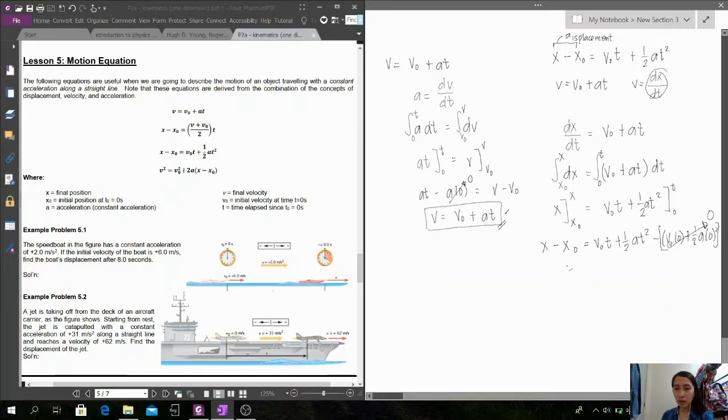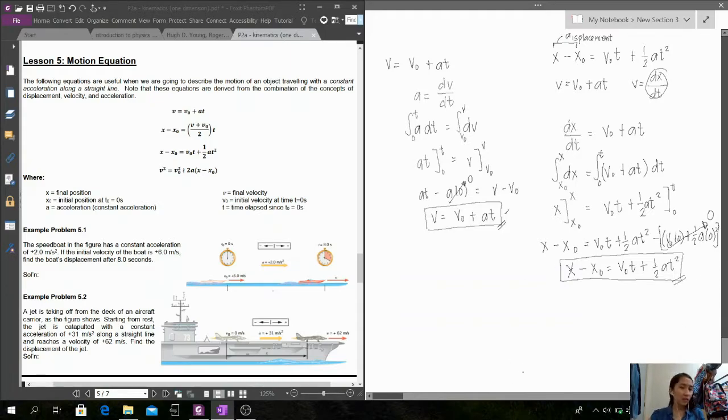So, now we have x, the final position minus the initial position is equal to the product of the initial velocity and time plus 1/2 acceleration times the time squared. Now we have two equations of kinematics.